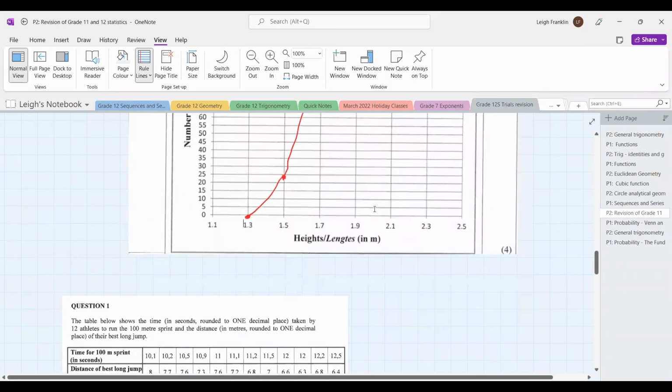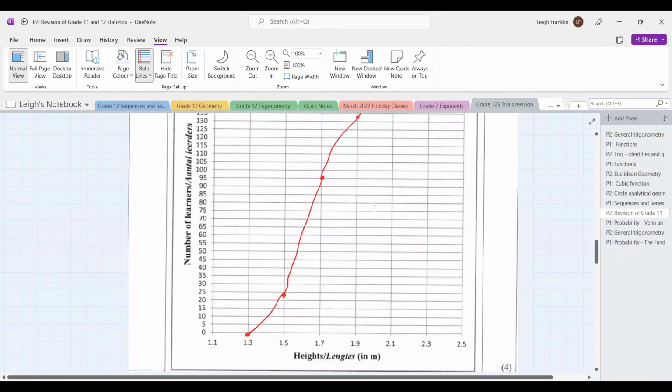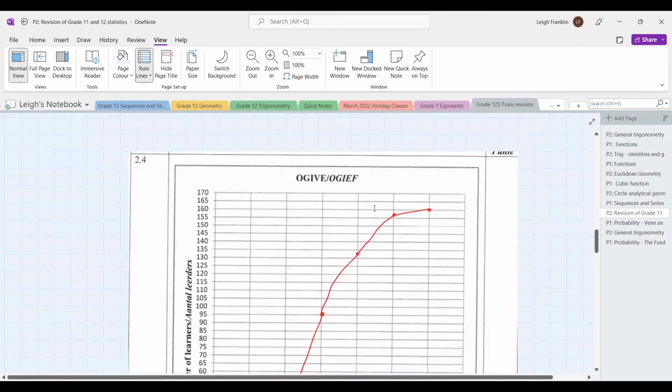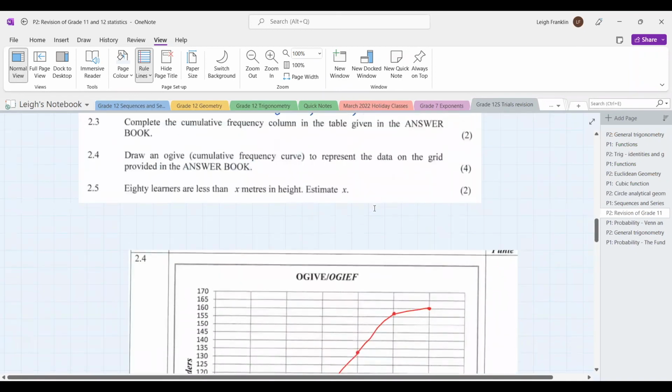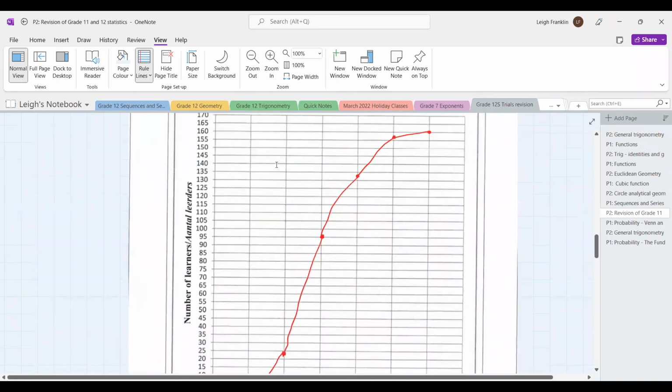Okay, so it's supposed to look something like that, a little smoother than what I've done, but that's the general idea. Okay, our cumulative frequency curve. And we can see here that they've given us 4 marks to be able to draw that. So it's quite easy. How do you think those 4 marks are allocated to us?